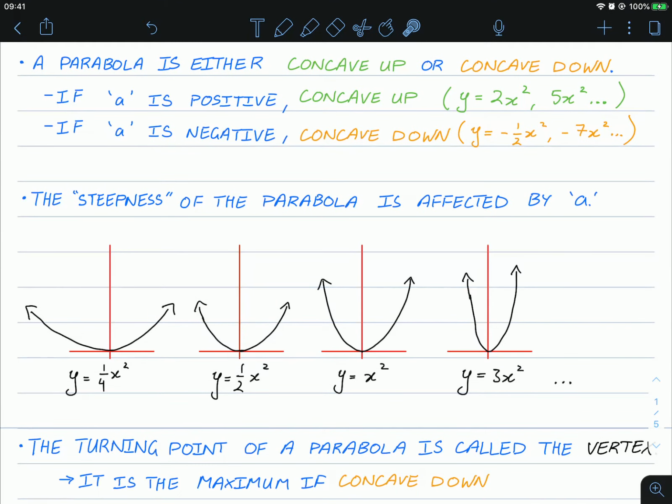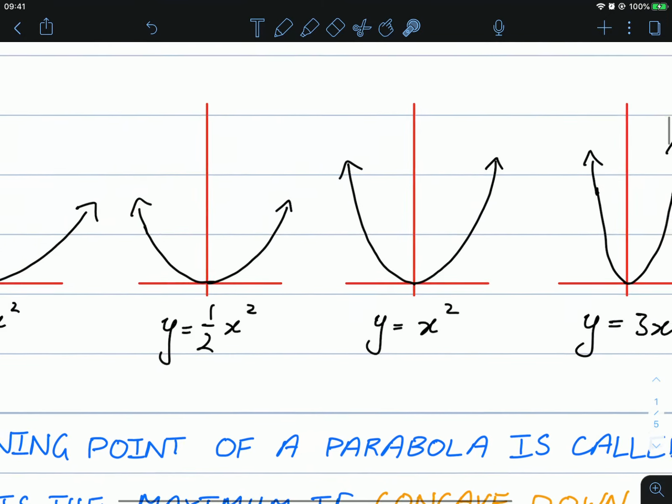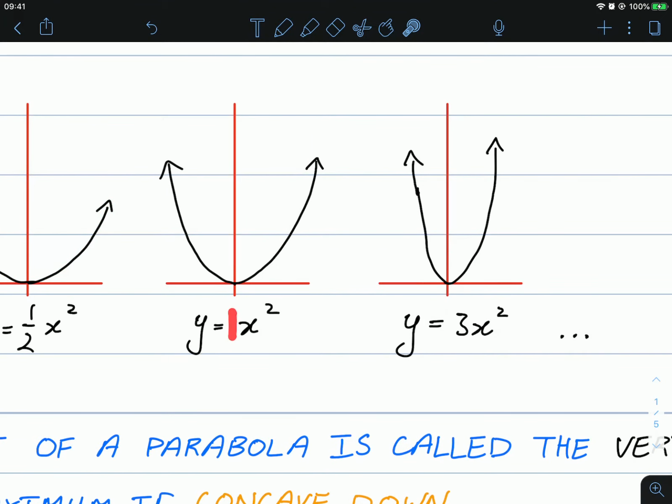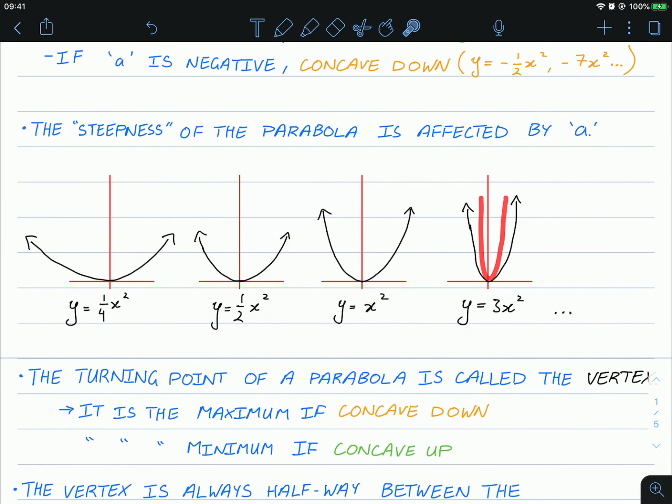The steepness, or how close the parabola is, is affected by the value of a. So for example, if you have a quarter x squared, it's very open. Half x squared, it's getting closer. Positive x squared, so this is a 1x squared, this is the normal one. If it's 3x squared, it gets closer. And if it's 4x squared, it gets even closer like this. So the larger the value of a in front of x squared, the closer together the parabola is, and the smaller the value, the more spread apart it is.